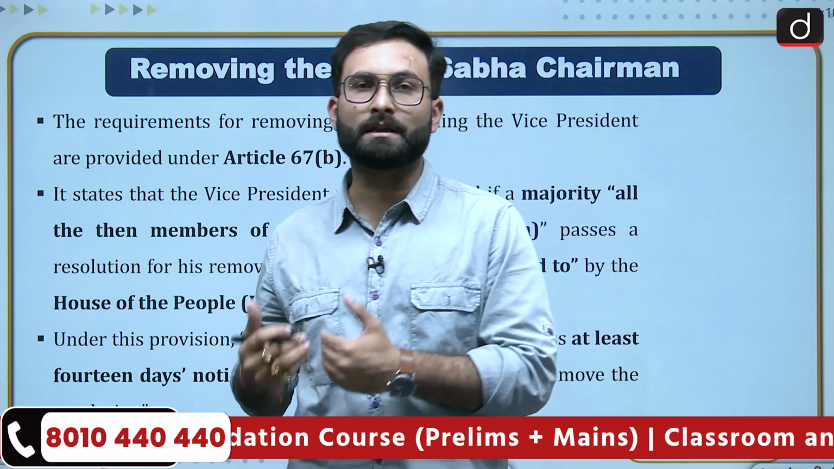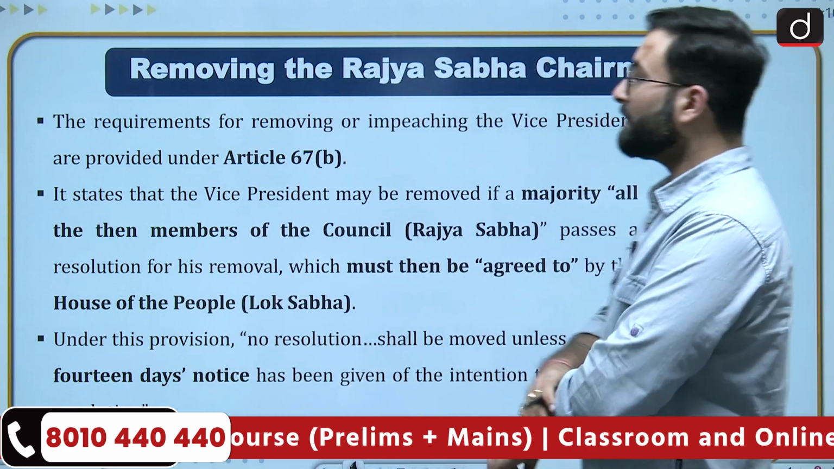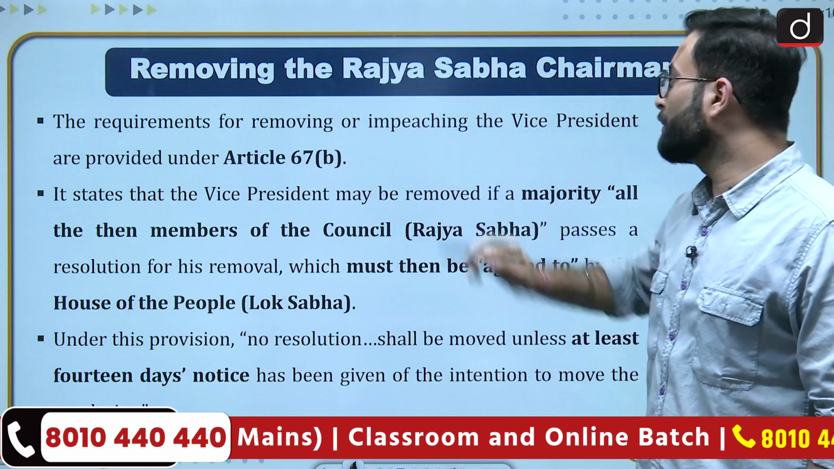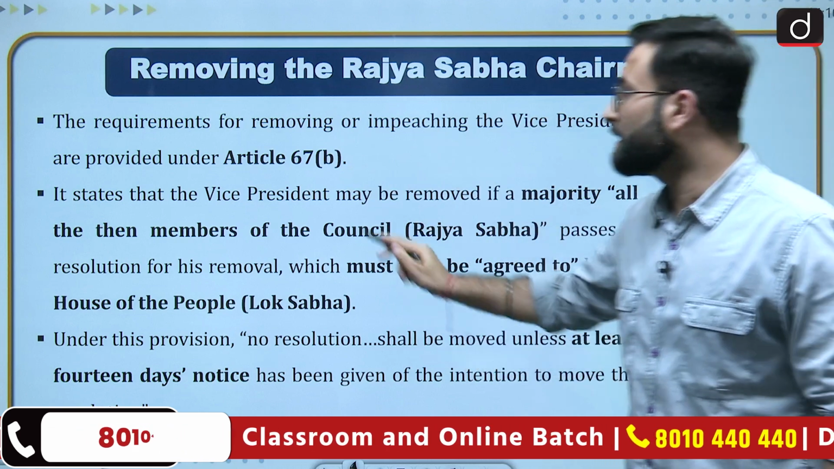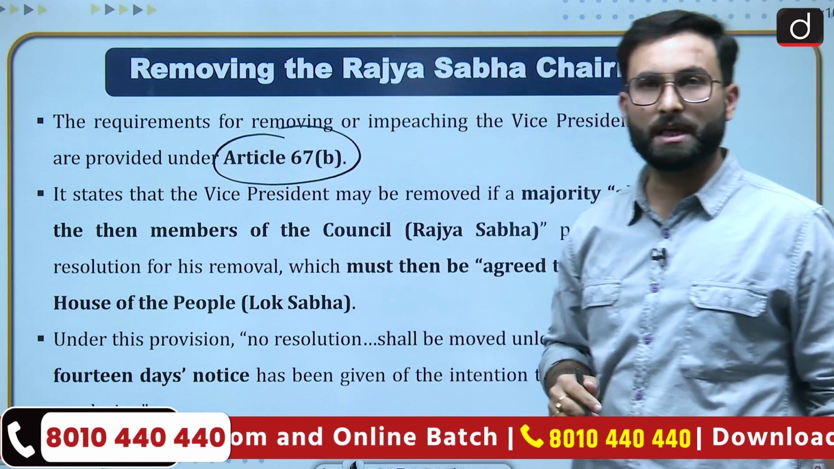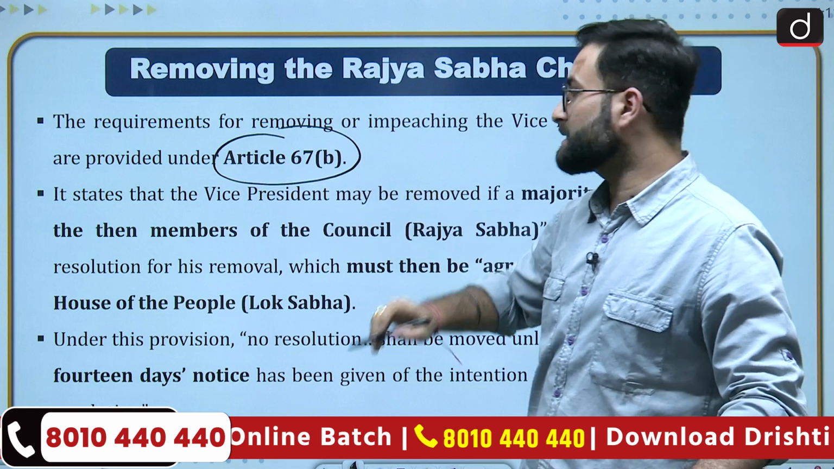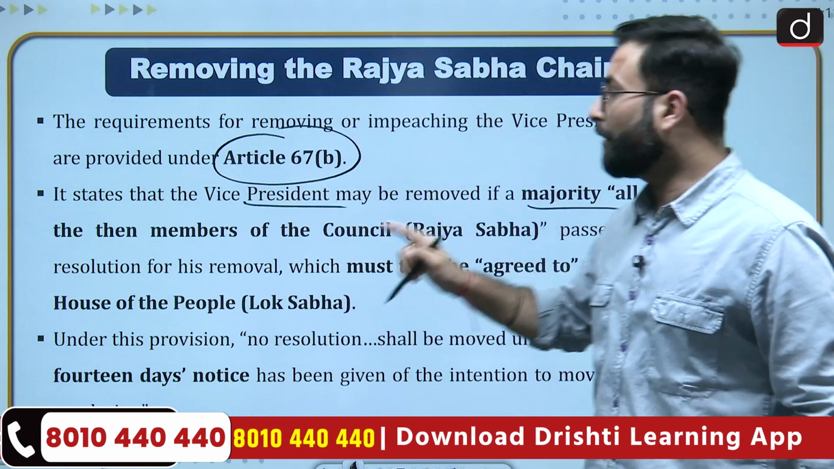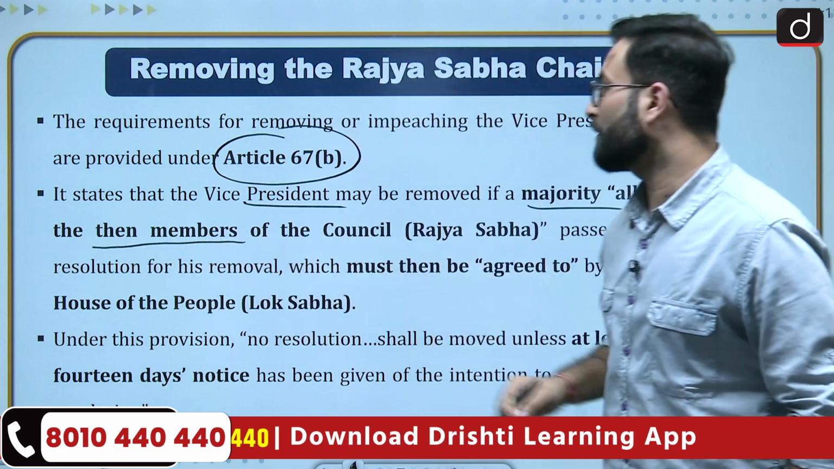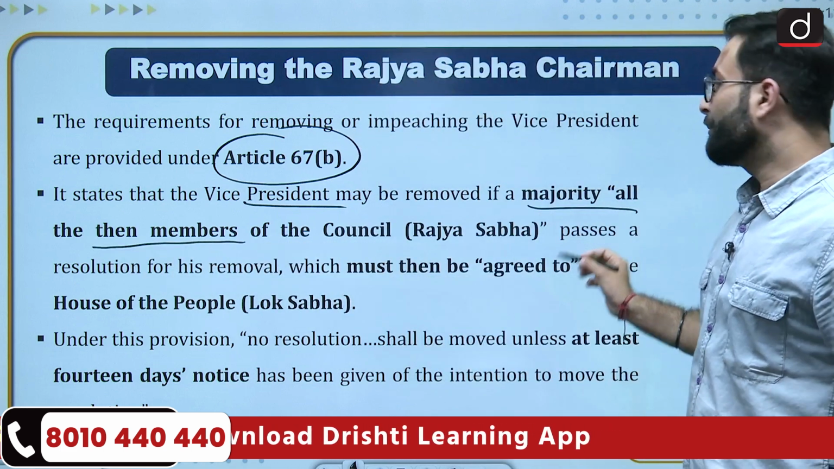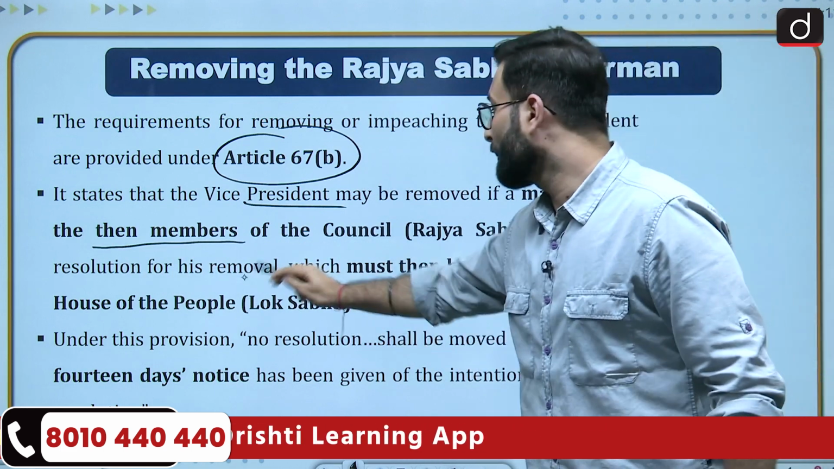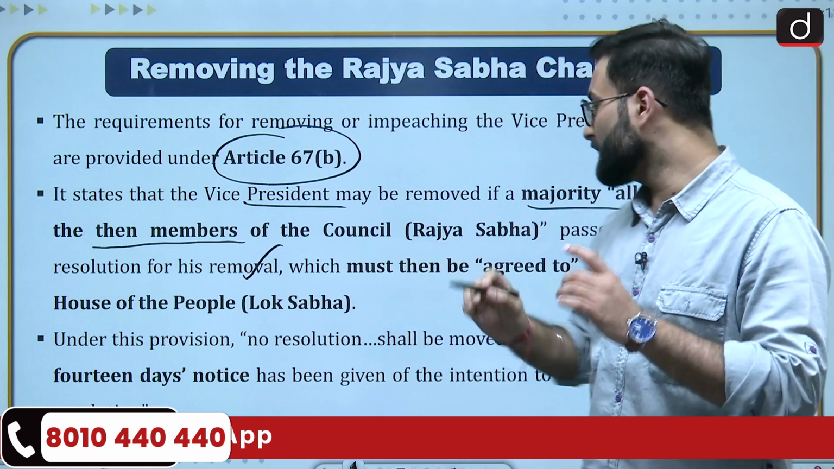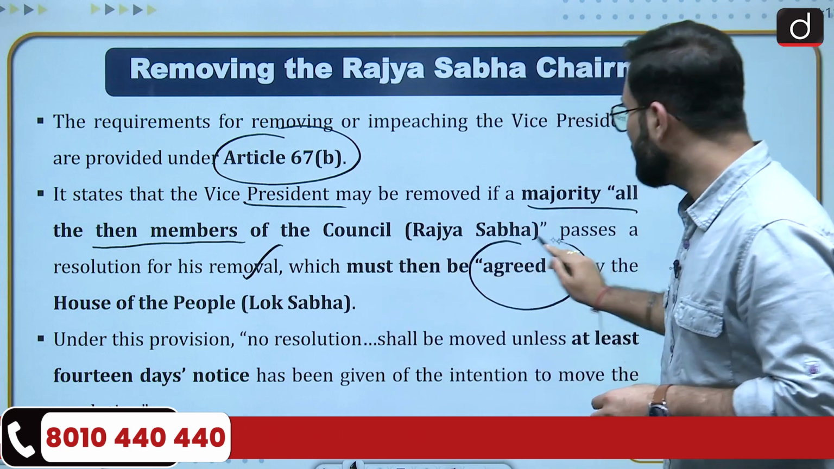Now let's see the intricacies and the details. The requirements for removing or impeaching the vice president are provided in Article 67 clause B, which we have already seen. It states that the vice president may be removed if a majority of all the then members of the Council, that is your Rajya Sabha, passes a resolution for his removal, which must be agreed to by the House of the People. So basically there is this word used over here, that is, agreed to.